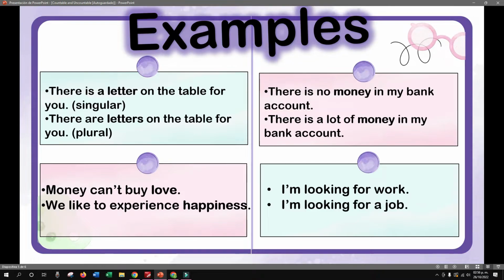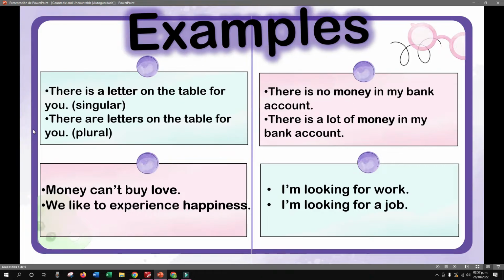What about this one? I'm looking for a job. Job, empleo, right? That's different in that case. Job, that is countable. That's why you are using here a job. So I am looking for a job. So work, uncountable. Job, countable. That's why you can add a number or an article like a job, right? So pay attention, special attention to this, right?